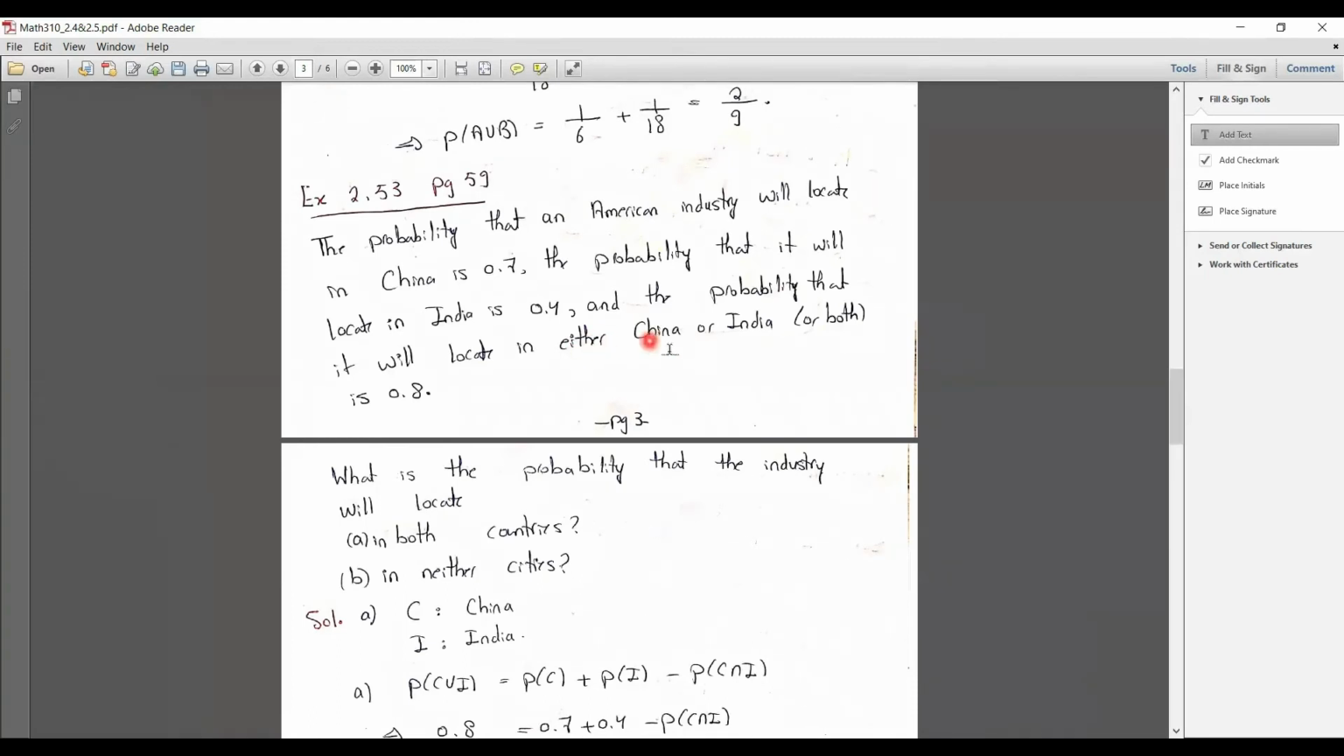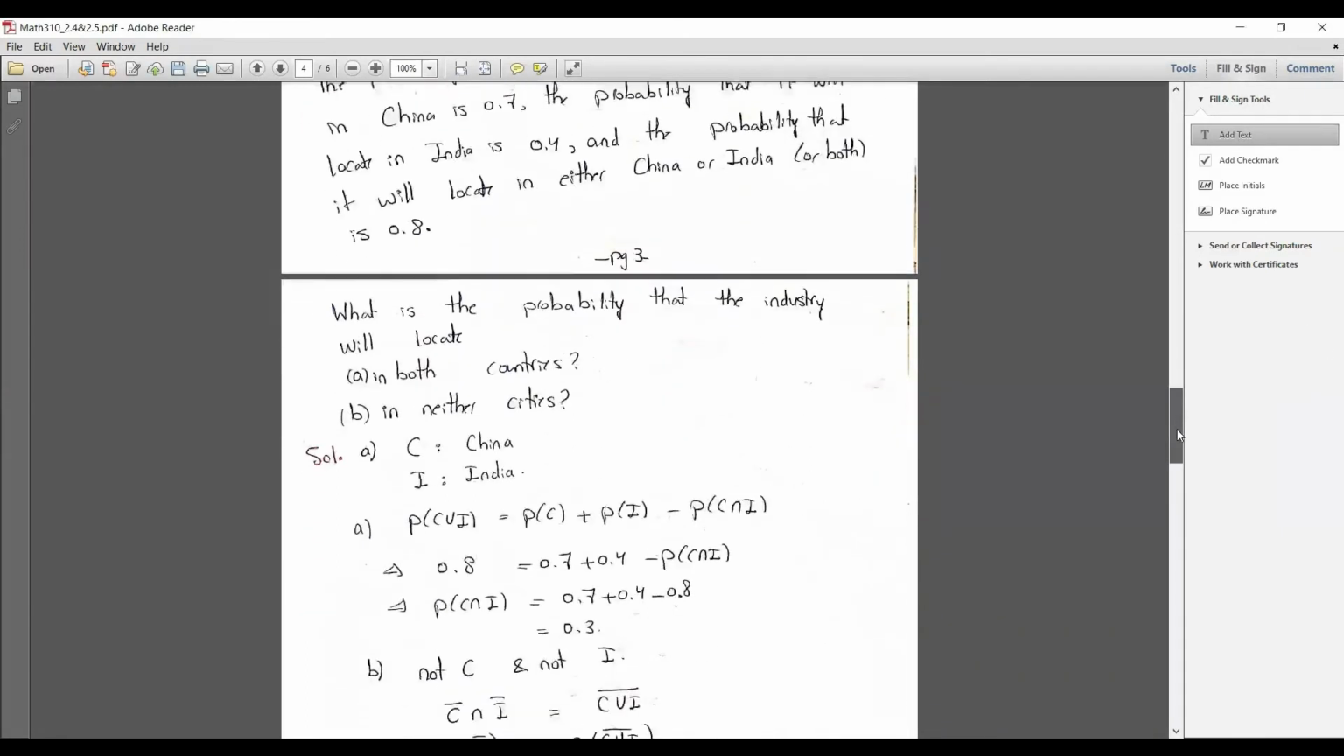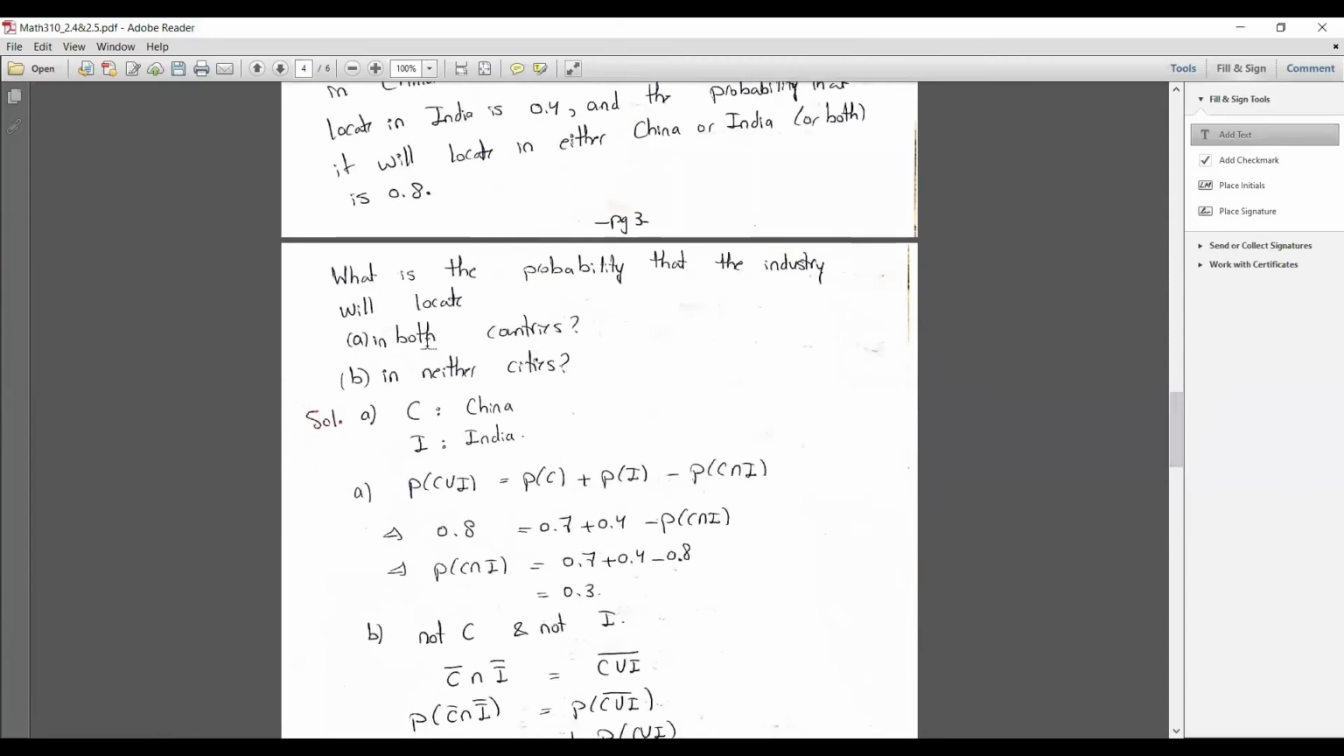When we say either X or Y, it means that we are using what here? Union. When we say in both, it means that we are using what? We are using intersection. Here we are saying what's the probability that the industry will locate in both countries. So here what do we need, guys? We need their intersection.